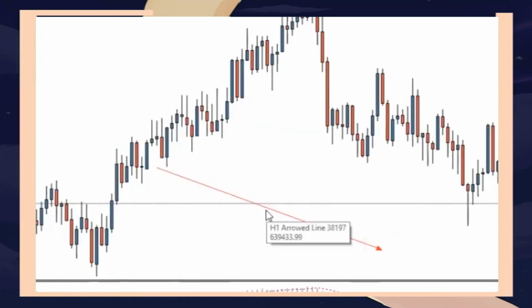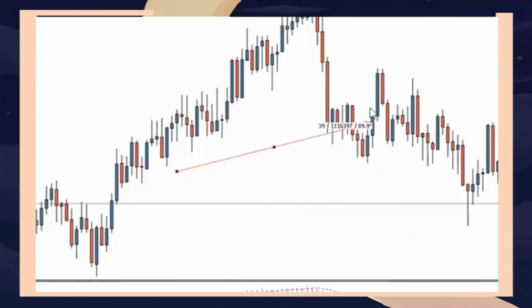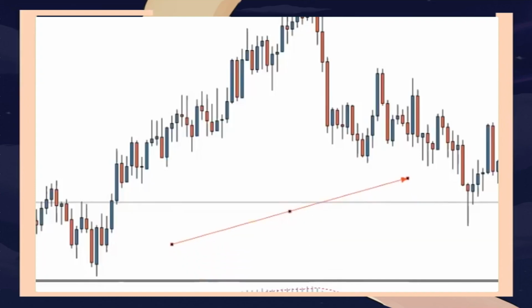But if you want to move this arrowed line, you double-click on it, the nodes are there, then you click on the center. If you want to adjust one end of it, you go to that end. If you want to adjust the other side, you go to that side. You adjust it. Now I want to show you how to really put in a rectangle on the chart.